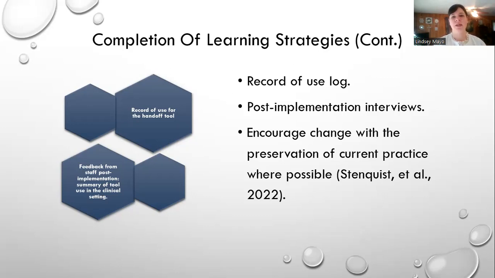Steinquist et al. tells us that while it's important to encourage change and promote continuity in the workflow culture, it's also important to preserve as much of the current practice as possible so that staff feel like it's easy to move into the change and not like their world is being flipped upside down, essentially. Also, understanding staff's perception regarding handoff was important, and I was able to identify how the staff felt about handoff before and after implementation of the tool by conducting some of those interviews with my peers.